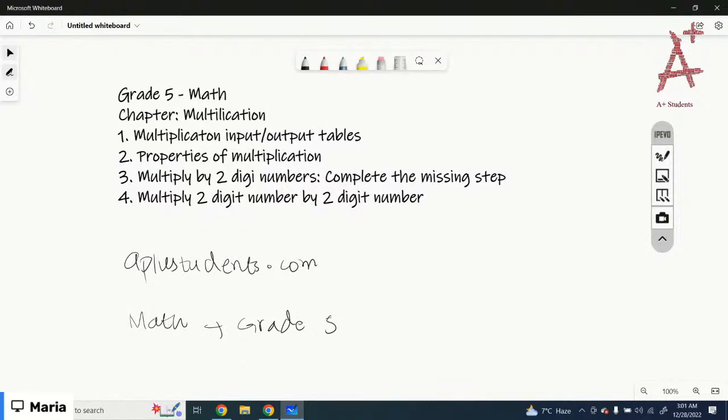So here is the list of the lessons we are going to cover today. They are multiplication input output tables, properties of multiplication, multiply by two digit numbers, complete the missing step, multiply two digit number by a two digit number. So let's just start with the first lesson, that is multiplication input slash output tables. So let me just write down the lesson name, then we'll start.